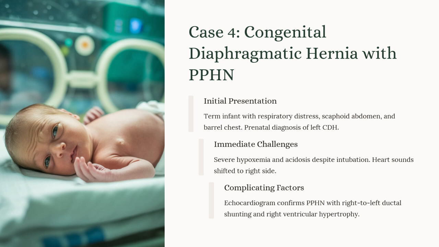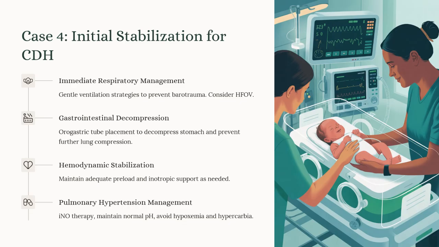The battle plan? First stabilize, then repair. Let's map out how to get this baby through the storm. Your first move? Protect the lungs. Always. Gentle ventilation only. Avoid overdistension. High-frequency oscillatory ventilation, HFOV, may be needed. Avoid hypercarbia and hypoxia. These fuel pulmonary hypertension. Place an orogastric tube to decompress the stomach. That's extra pressure off the lungs.